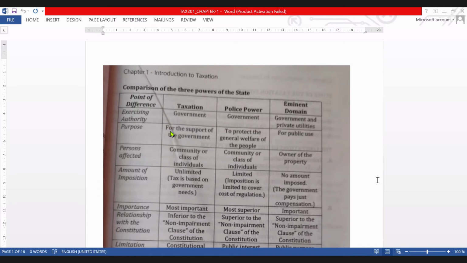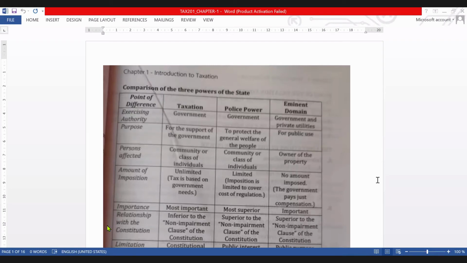Those who have less shall contribute less, even if they receive more of the benefits from the government. So, we are more on number 2. But both are also used as theories in taxation. Okay? Aspects of ability to pay. Let's expand number 2.